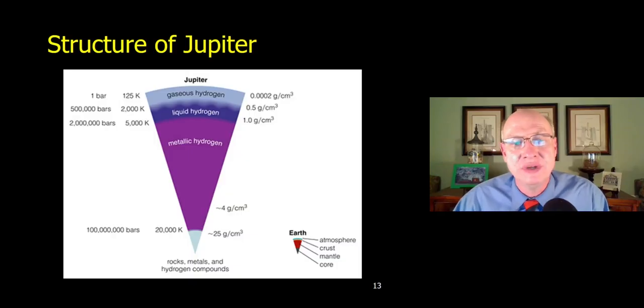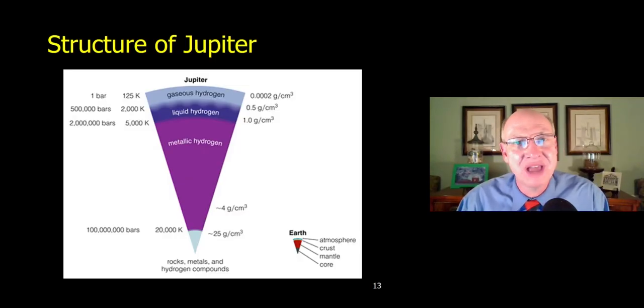As we continue deeper down inside the planet, where the density gets up to about the density of water, 1 gram per cubic centimeter, the hydrogen transitions over to becoming a metal. And we have this large region inside Jupiter where the hydrogen atoms are acting like metal, and we call that the metallic hydrogen region of Jupiter.